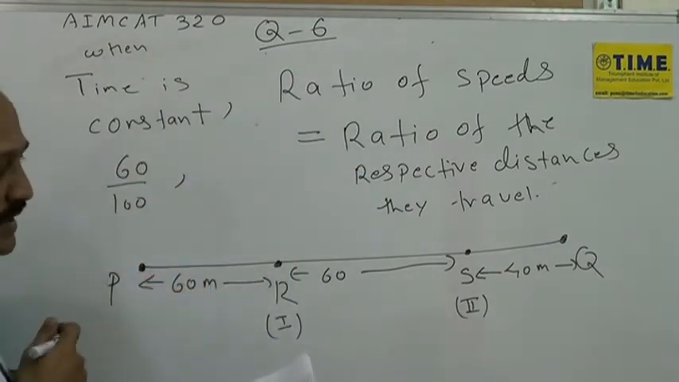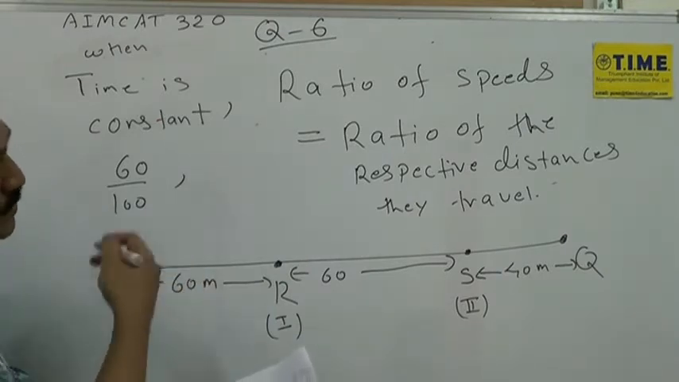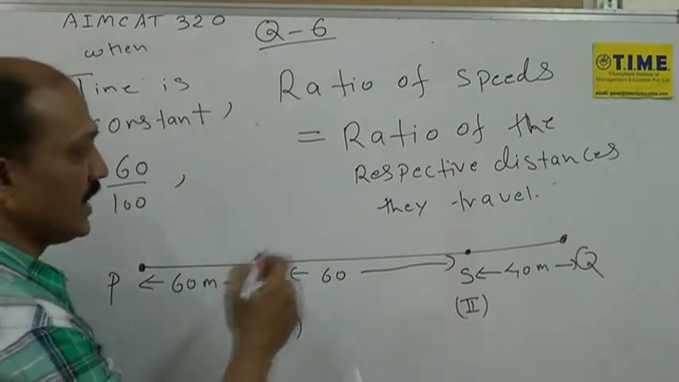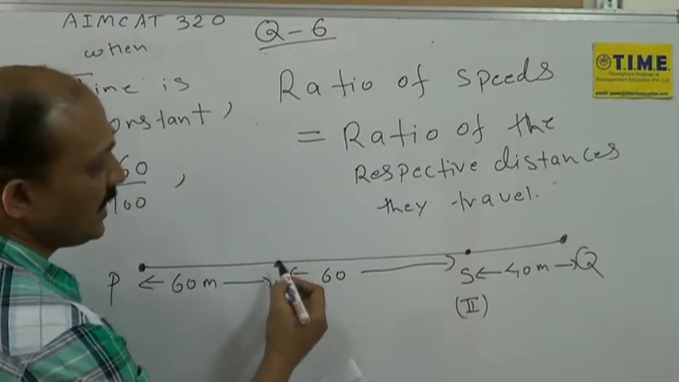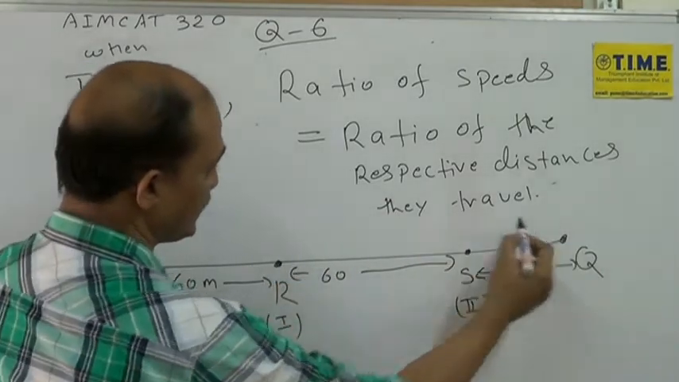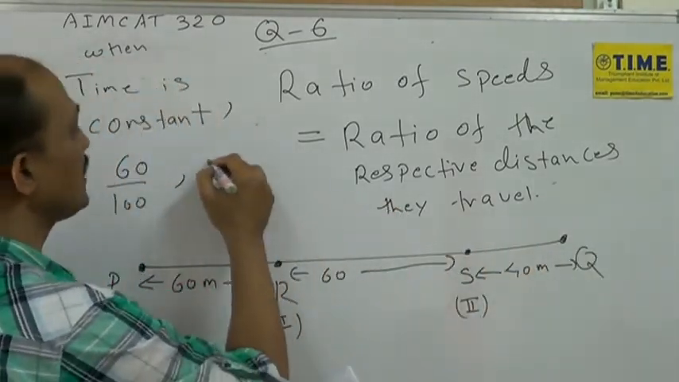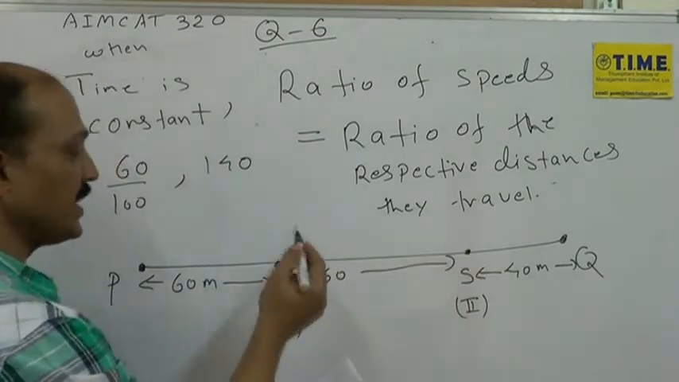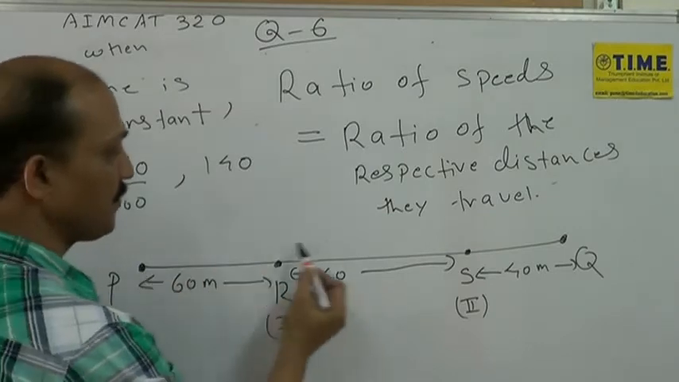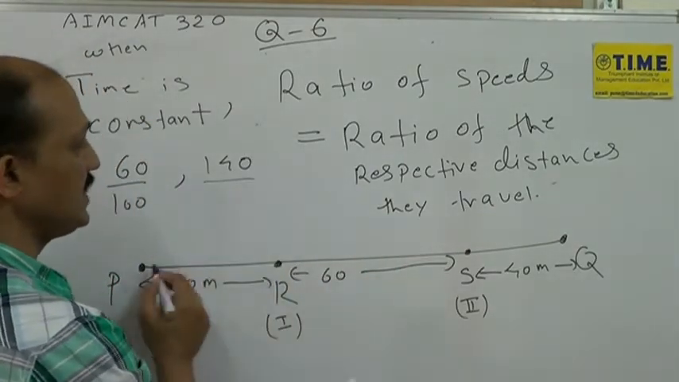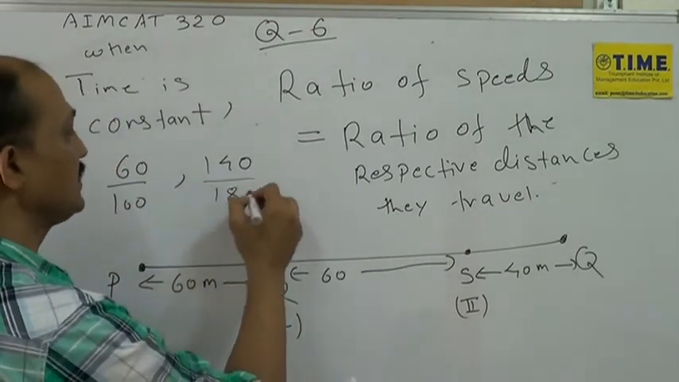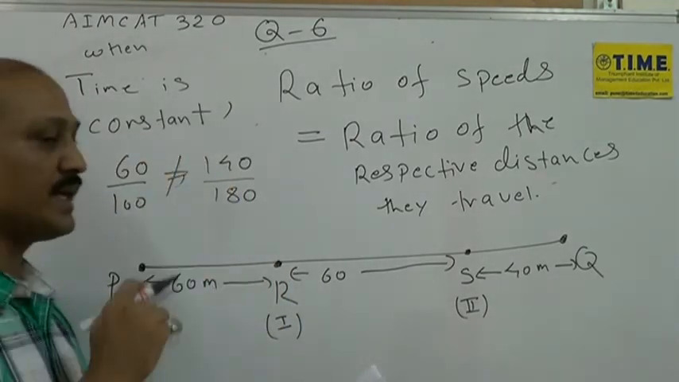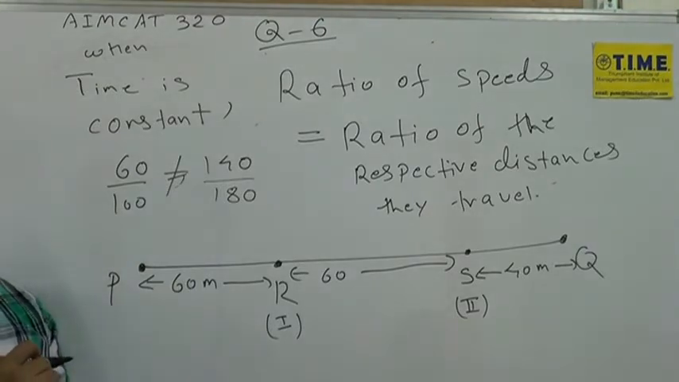Now they are not changing their speed. So when they meet for the second time and I do the same thing, I should get the same ratio of the speeds if 160 is my answer. For the second meeting, A is traveling 100 plus 40, which is 140. B is traveling 60 plus 120, which is 180 meters. You can check that these ratios are not equal. That means I reject 160 as my answer.